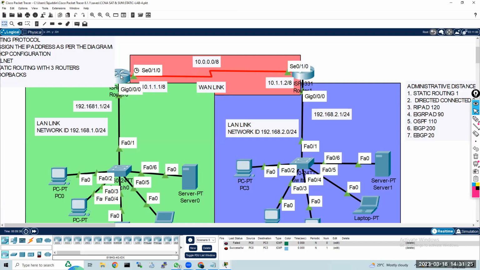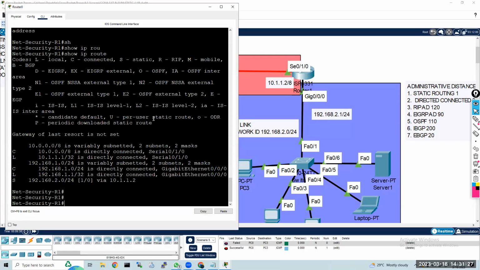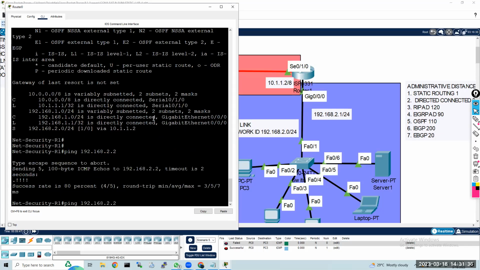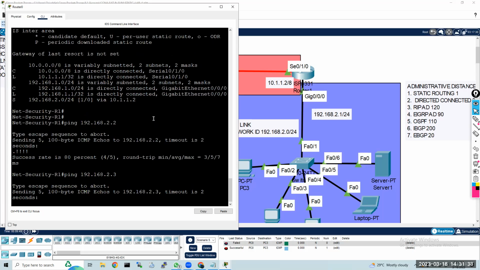If you click on the routers from here, we can also ping. So I can ping to two networks. For example, 2.2. Okay, so I can reach. So 2.3. Okay, I do have the communication.